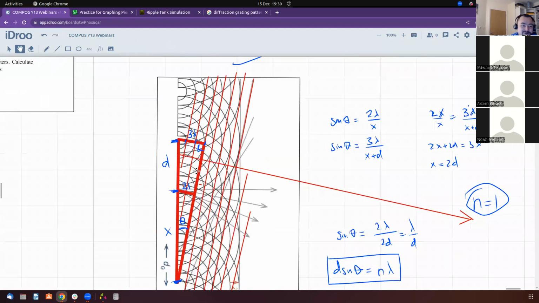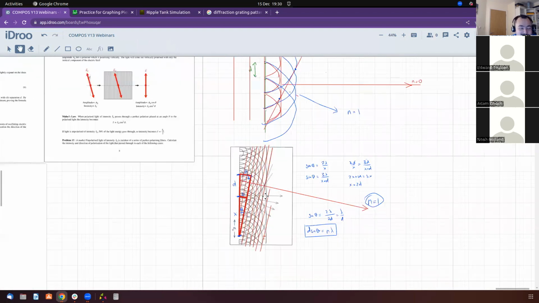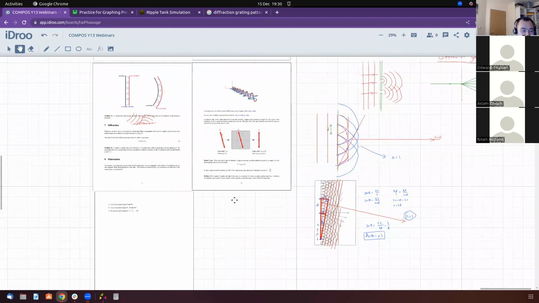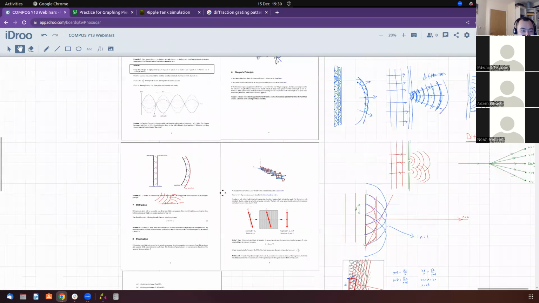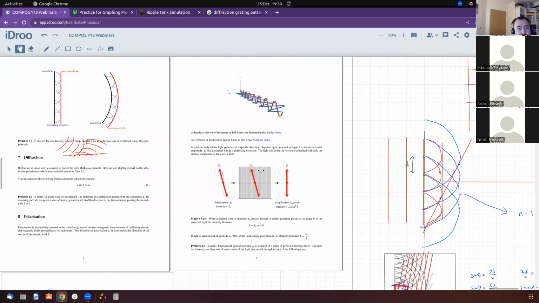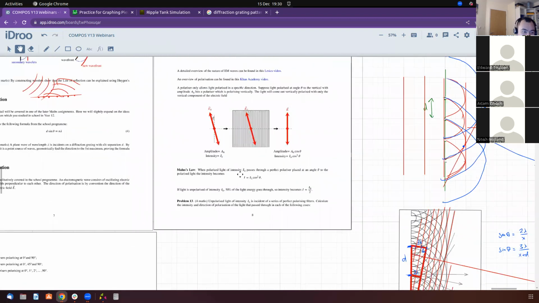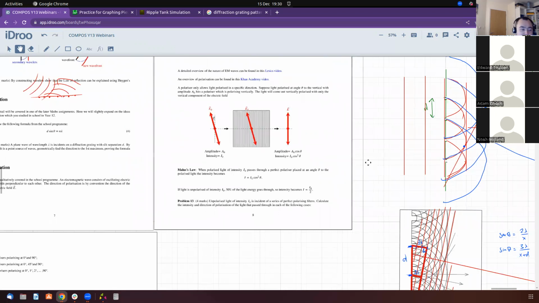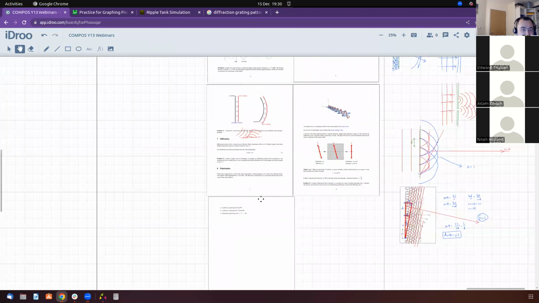So Huygens principle, incredibly useful. And one last thing is the polarization. It's Malus's law, and I think we'll talk about it next session.